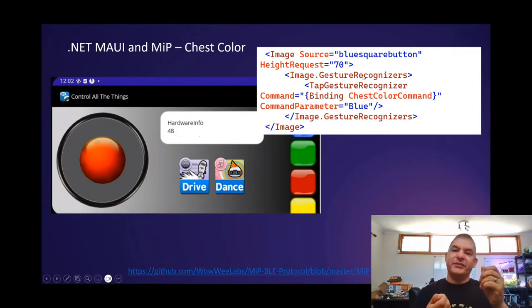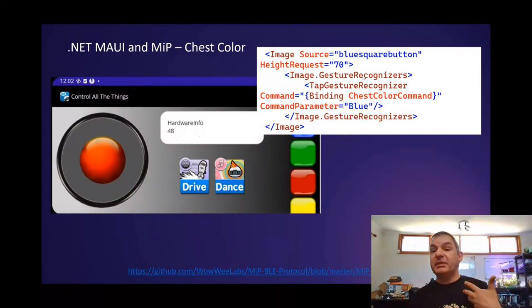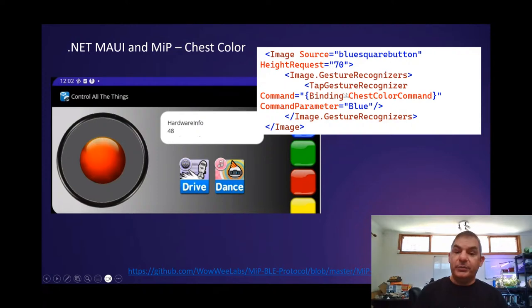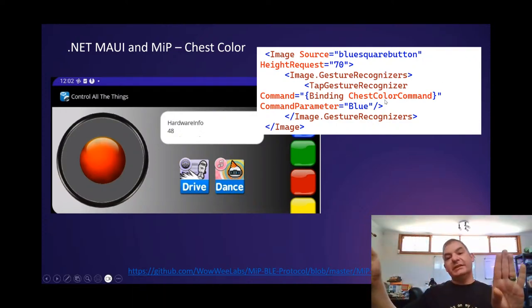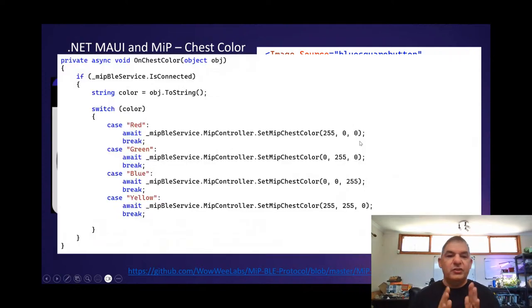The gesture recognizer's gesture could be like swipe, it could be tap. In this case, we want to tap an image that represents a button. And what we have here is a command that's getting executed. This little architecture we've got here is basically MVVM. So it's got a view model attached to this view, and this chest command gets triggered in the view model. And we're sending it a parameter. In this case, we've tapped on the blue square button, and that should trigger some code.